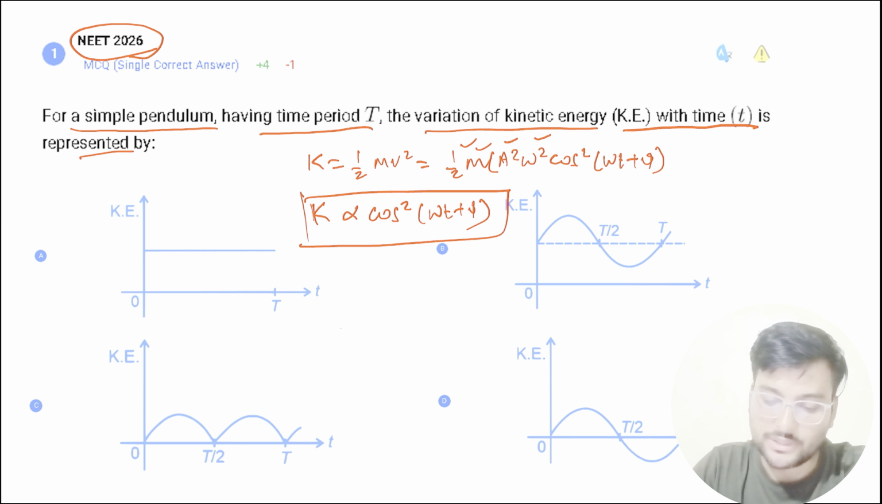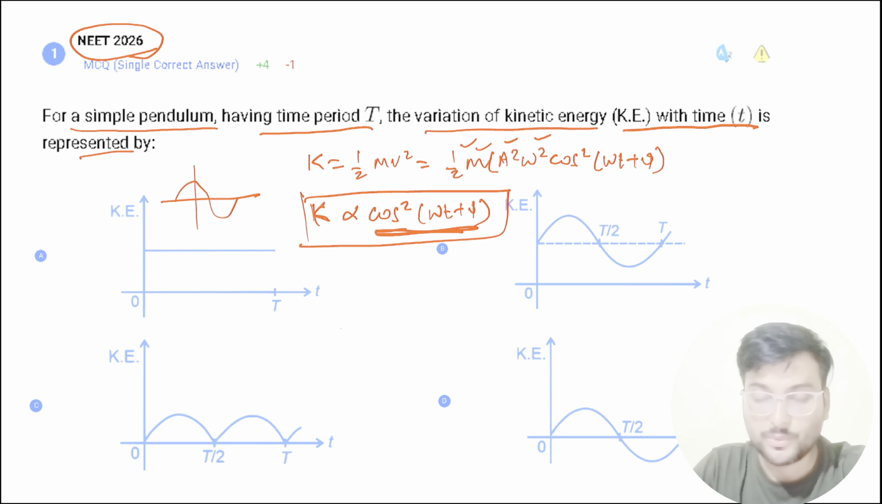Now this function is the cos function, and the cos function graph looks like this, okay? But here the point is that cos square is given to you, right? Whenever cos square is given, that means the graph is always positive in nature, right?